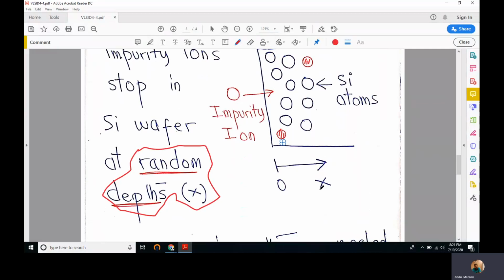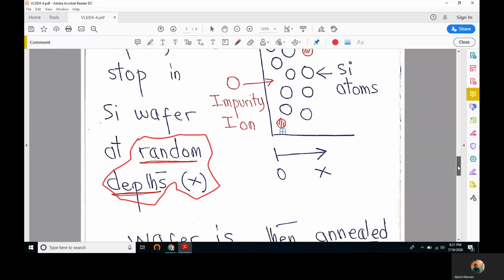So if this x represents a variable that represents the depth of the silicon wafer, it has a range from 0 to capital X, which represents the maximum possible depth. So x is a variable having a number between 0 and capital X, if capital X is the maximum depth, right?